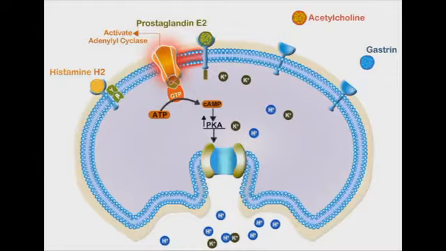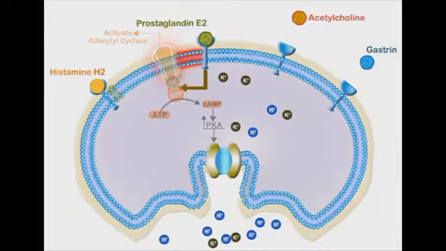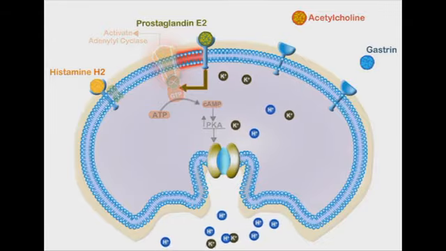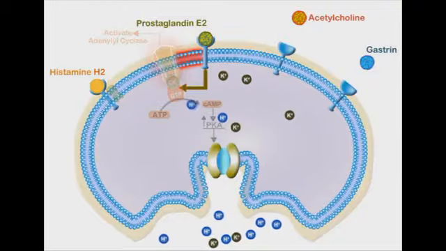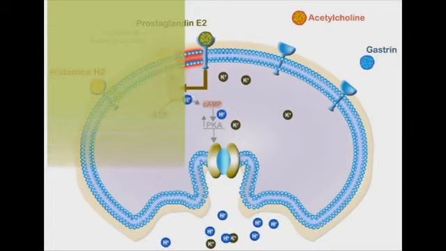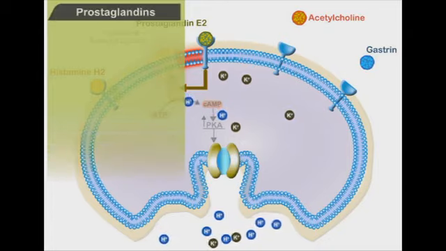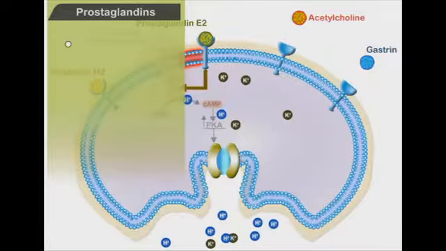Conversely, prostaglandin E2 molecules inactivate the adenylyl cyclase enzyme. Thus, it decreases the proton pump activity and gastric acid secretion. The main example of prostaglandin agonist is misoprostol.